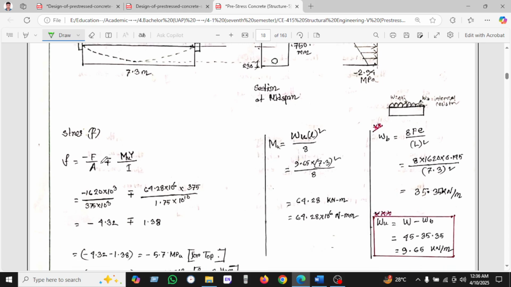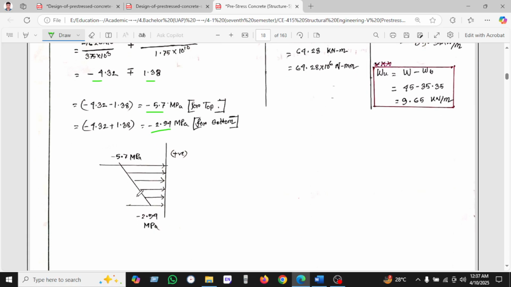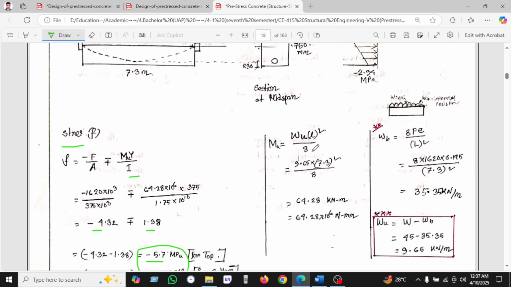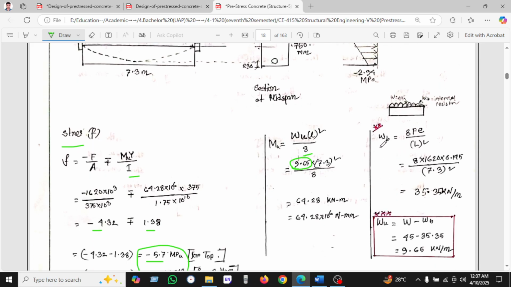So stress, as we usually know, is force per area plus My by I, and we found this value: top 5.7 and bottom -2.5. As we can see, it is the same result we found in concept 1 and 2. But how do we get the moment? The moment is w L square by 8. So how do we get the w? This is the vital question. w is w ultimate minus w balancing.